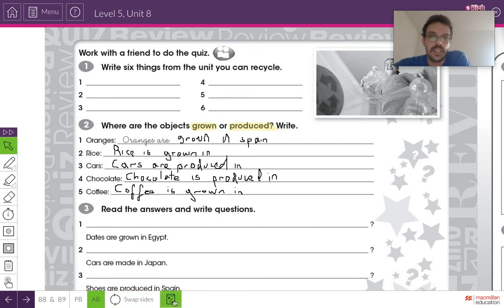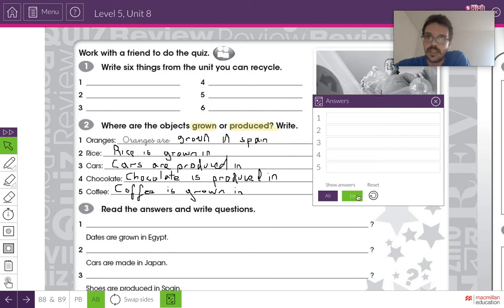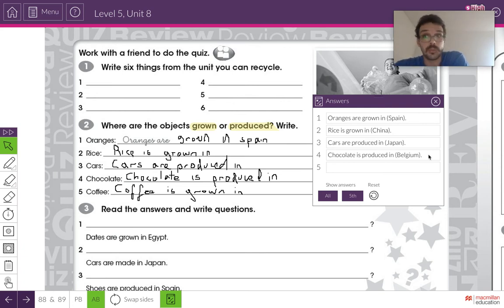Like this. Let's have a look at the answers that it gives us in the book. Now, if you've written a different country, it's okay. Let's have a look. Oranges are grown in Spain. Rice is grown in China or Japan, right? Or another country in Asia. Cars are produced in Japan, but you can also say Germany if you want. Chocolate is produced in Belgium. Yeah, it was right. Also, there's other countries as well.